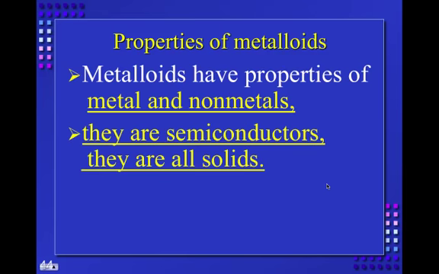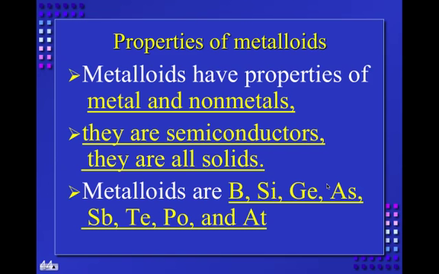Properties of metalloids: they have a kind of a combination of both metals and nonmetals. They are semiconductors, and they are all solids. You typically see them used in technology. They're used to make parts and computers and stuff. The metalloids are boron, silicon, germanium, astatine, arsenic, tellurium, polonium, and antimony.